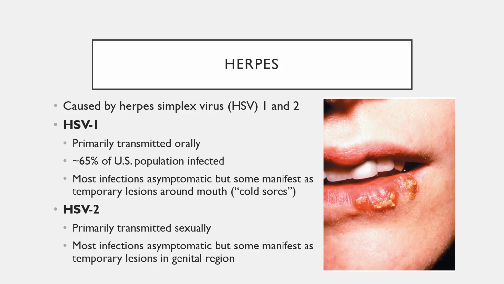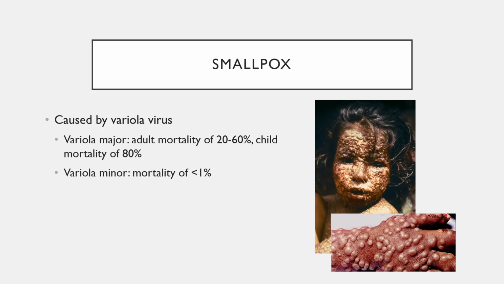Next, we have smallpox. Smallpox is caused by variola virus, of which there are two different derivatives. There's variola major and variola minor. Variola major is the more dangerous of the two by far. It has a mortality rate of 20 to 60% among adults, which translates to somewhere between 1 in 5 to 3 in 5 people, but its child mortality rate is 80%, which translates to 4 in 5 children who contract variola major die.